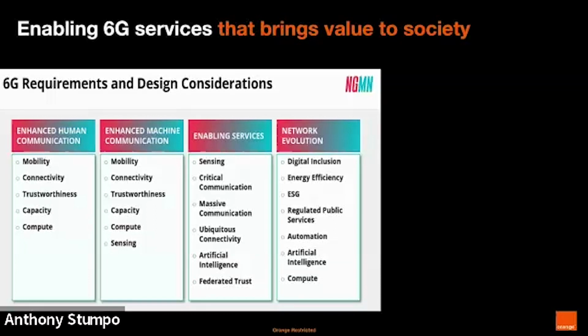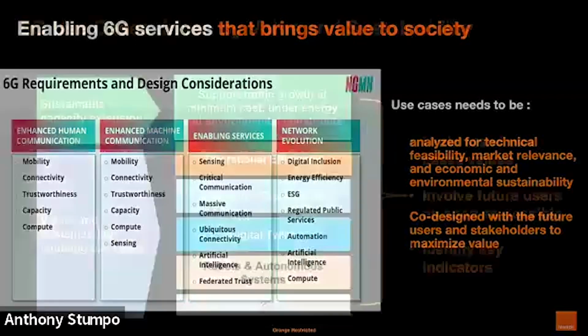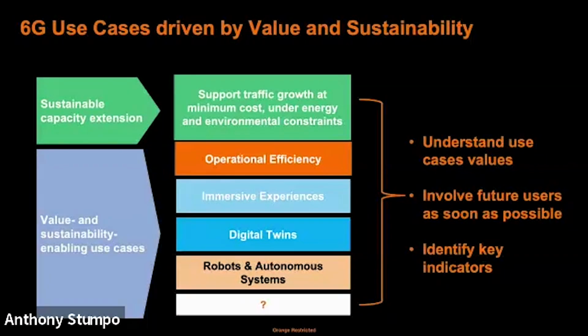By, for example, supporting easier digital inclusion, network automation, or improving energy efficiency widely. It's also a very important point that might not be a first focus of the final user, but for the one operating the network, it is extremely important. So that leaves us with two main concerns. First, how to support more capacity in a sustainable way, how to support traffic growth with a minimum cost while meeting energy and environmental constraints.